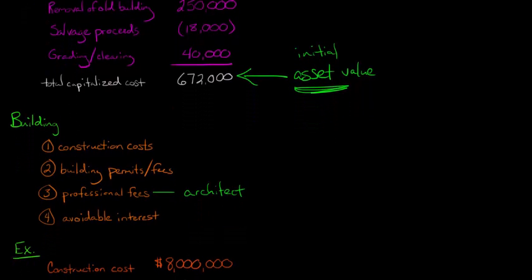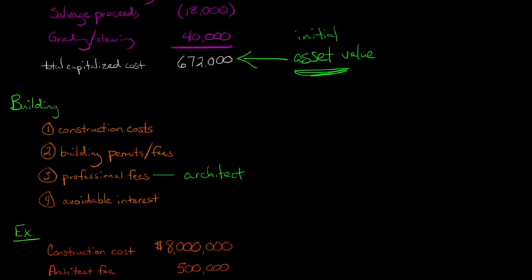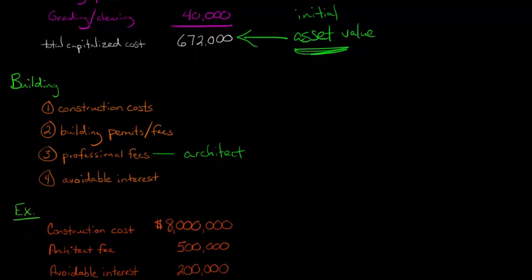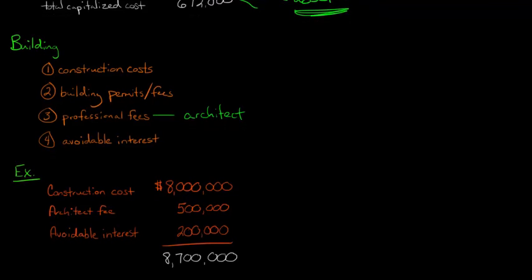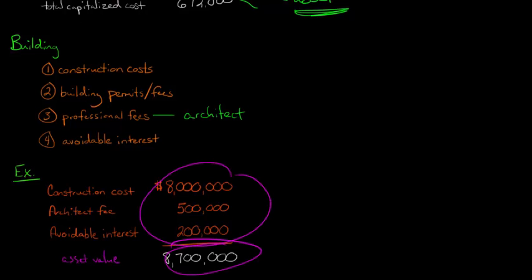Now, I want to just walk you through an example. Let's say that it costs $8 million to construct the building. Obviously, that's going to be part of the asset's value initially, but then you pay $500,000 for this architect, so that's going to be added to the building's value, and then $200,000 in avoidable interest. So all of these things together are actually going to combine, and the asset value, the balance sheet value, is going to be $8.7 million. We just add all those things together.